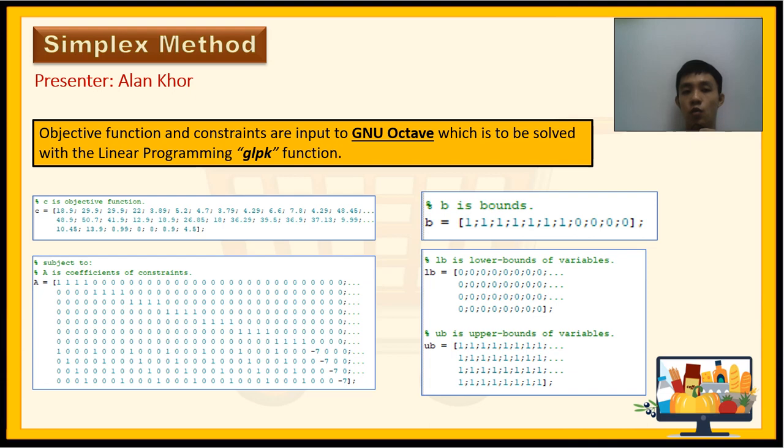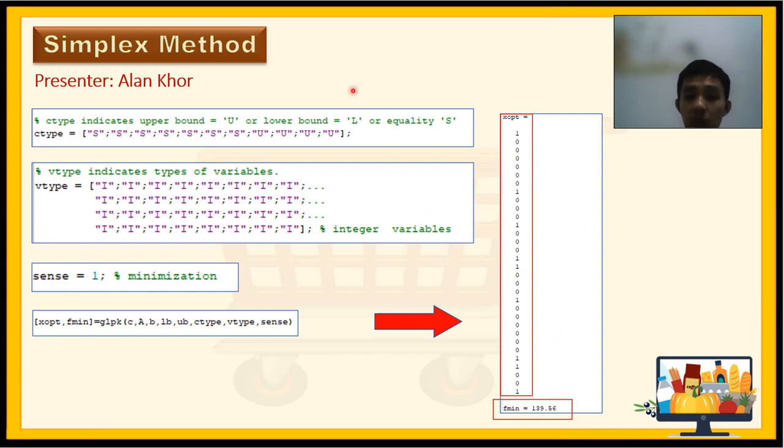In this case, we will input the coefficients of the objective function to C. Then, the coefficients of constraints are input into A, and the right-hand side of the constraints, which is the bound, are input into B. Next, since there is either value 0 or 1 for all the variables, 0 is input into LB, which is the lower bound, and 1 is input into UB, which is the upper bound of the variable. C-type indicates whether the constraint is upper bound, lower bound, or equality.